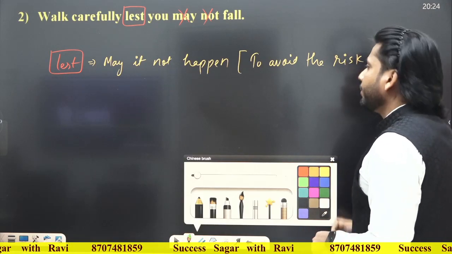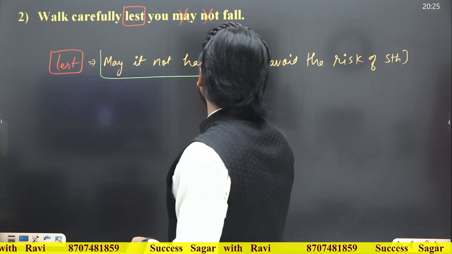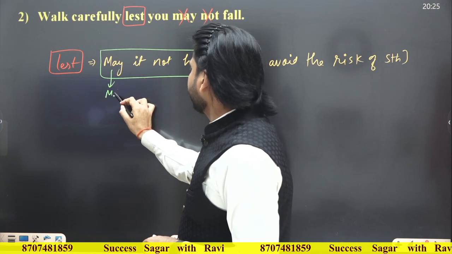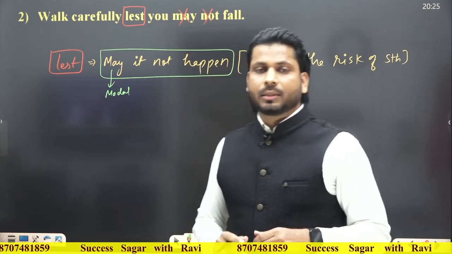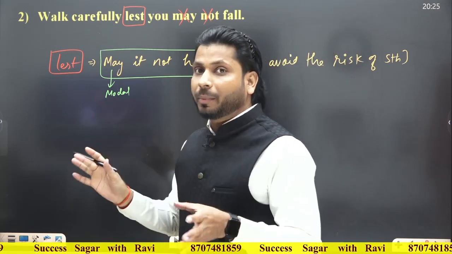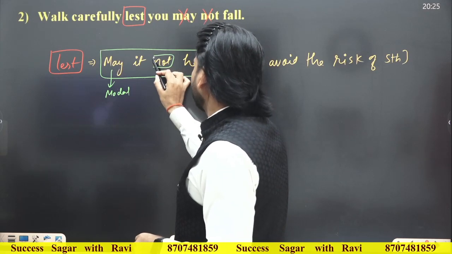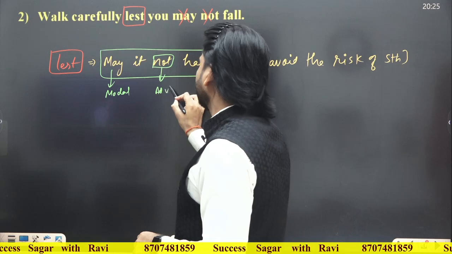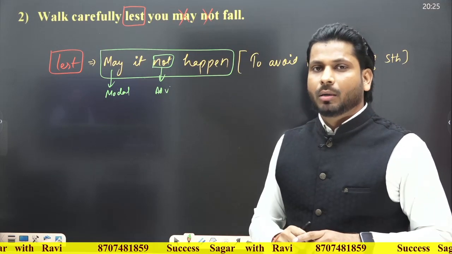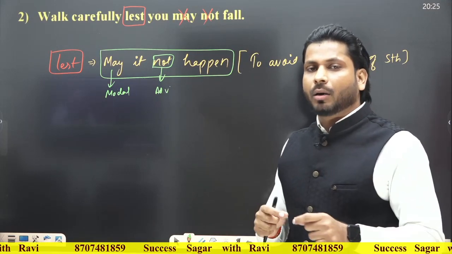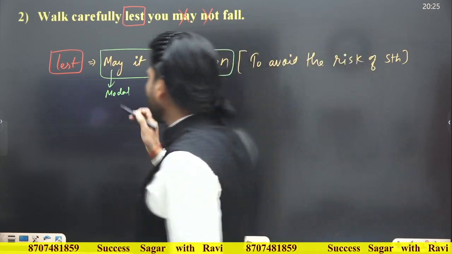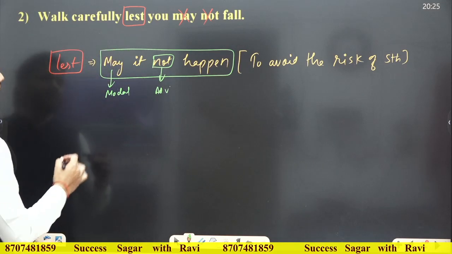Look at the meaning of the word lest. May it not happen. You will come to know about two things. The first, may is the modal over here. It means after lest, you cannot use any other modal than should. It means may cannot be used. What about this? This is the adverb not. Lest itself is a negative word. If lest itself is a negative word, it cannot be followed by negative words like no, never, not. So we can correct the given sentence in two ways.